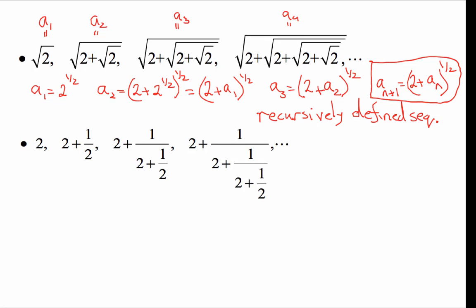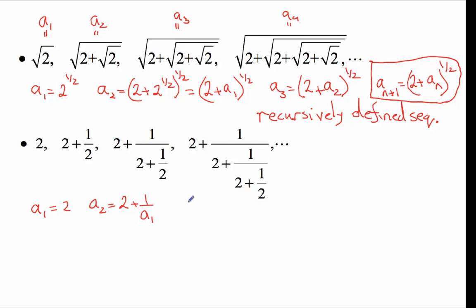Next, let's look at this sequence here. 2, 2 plus 1 over 2, 2 plus 1 over 2 plus 1 over 2, and so forth. It gets too complicated to put in words, but it's always 2 plus 1 over something. Okay, so let's write a1 is 2. a2 then is 2 plus 1 over 2, but this 2 I will write as a1.